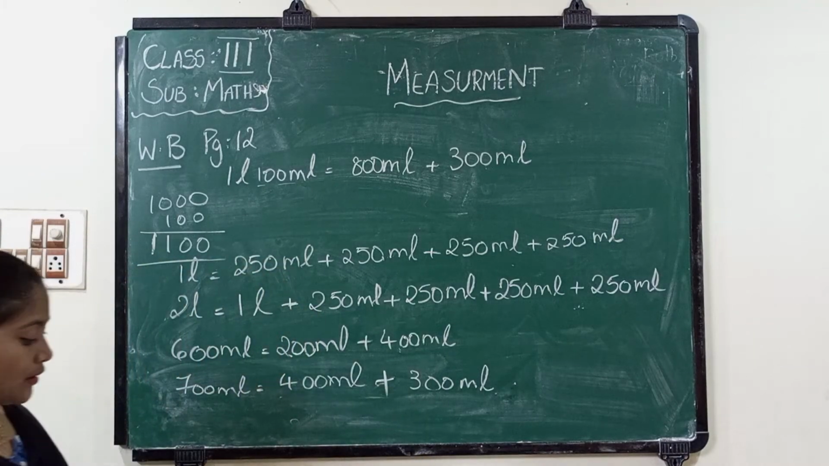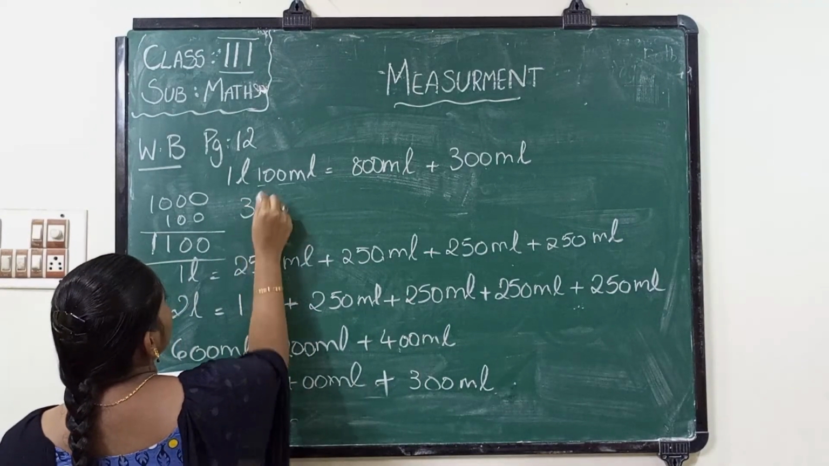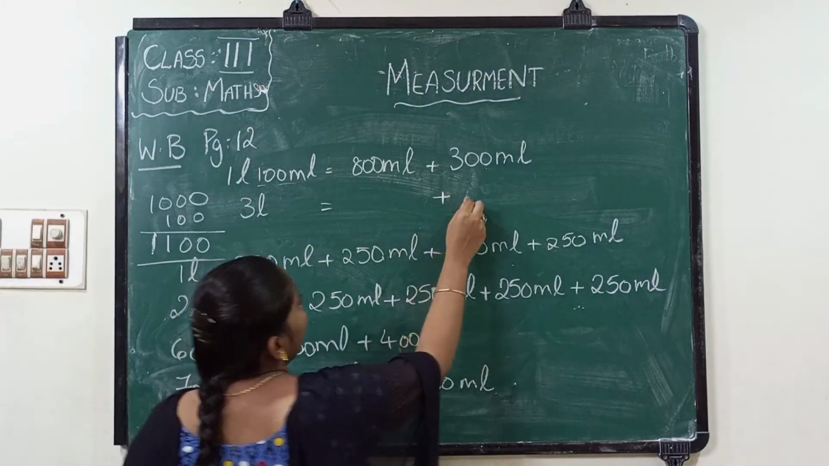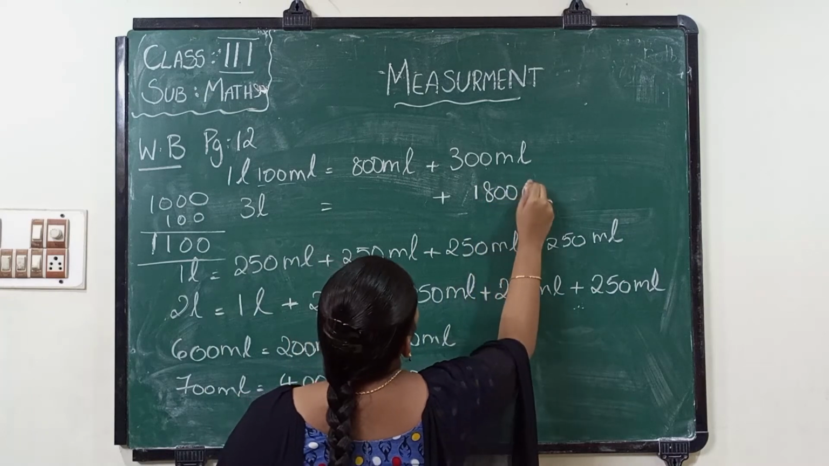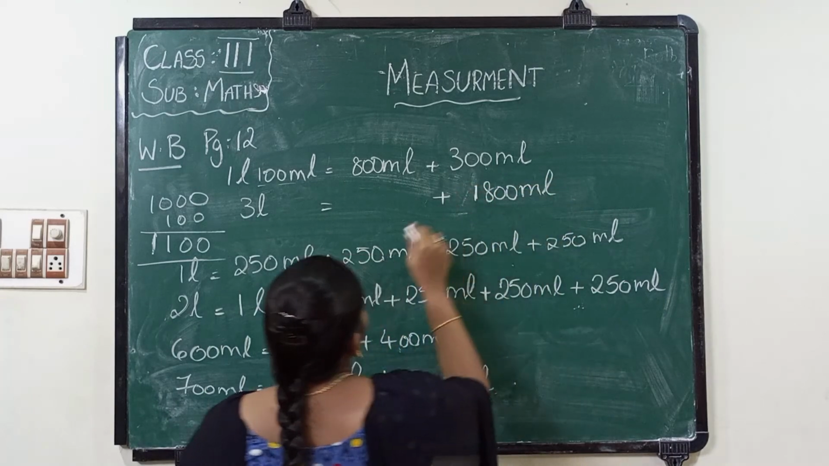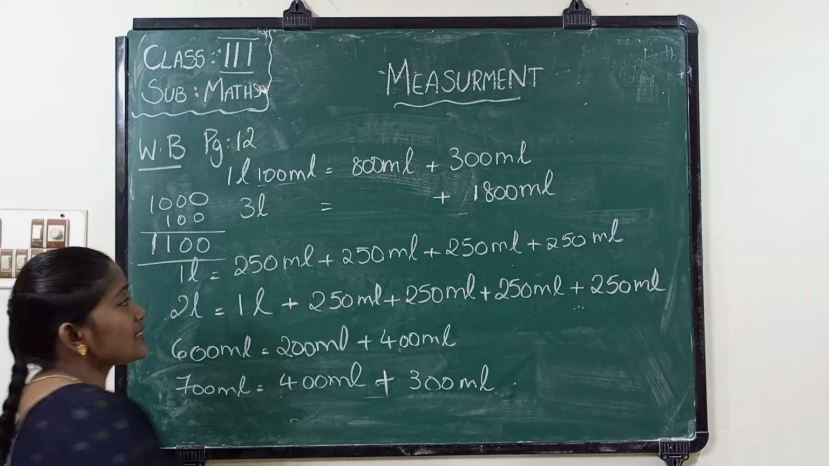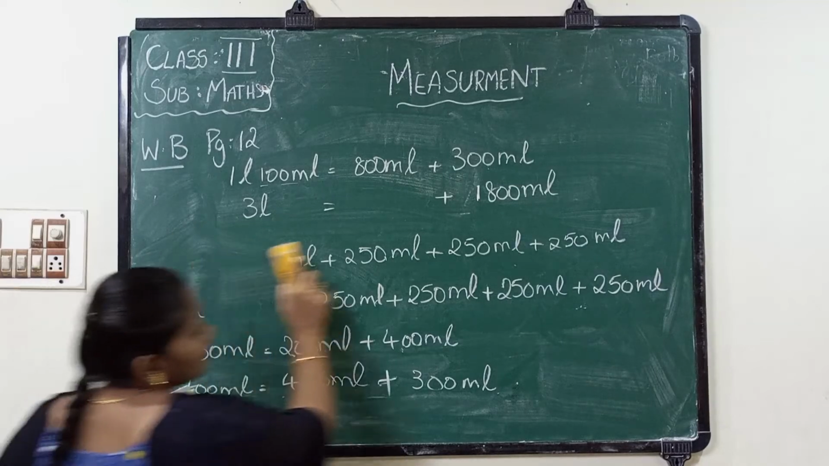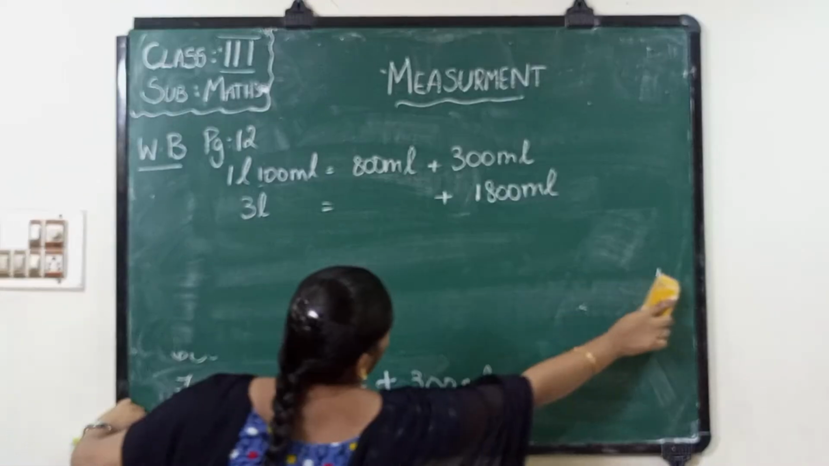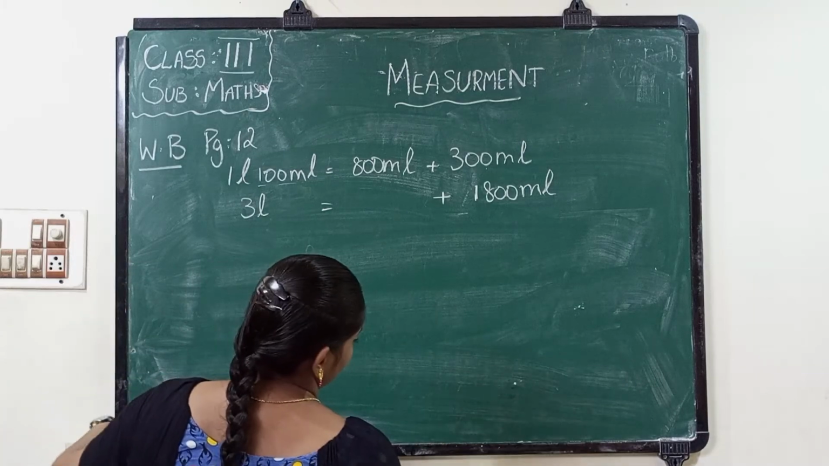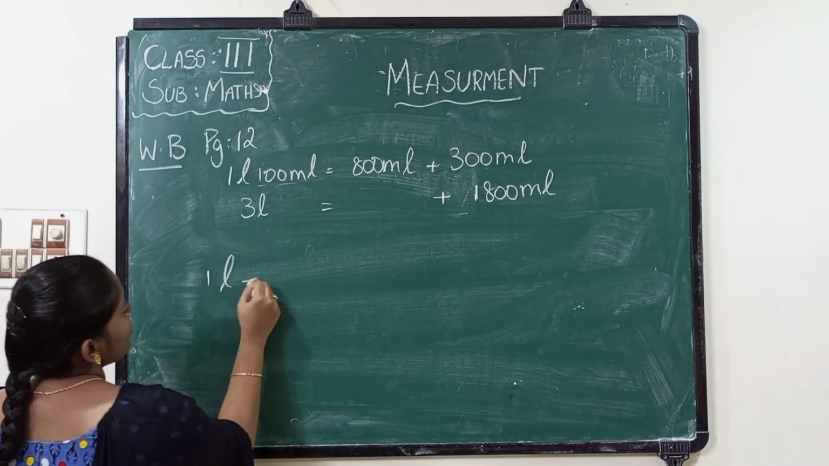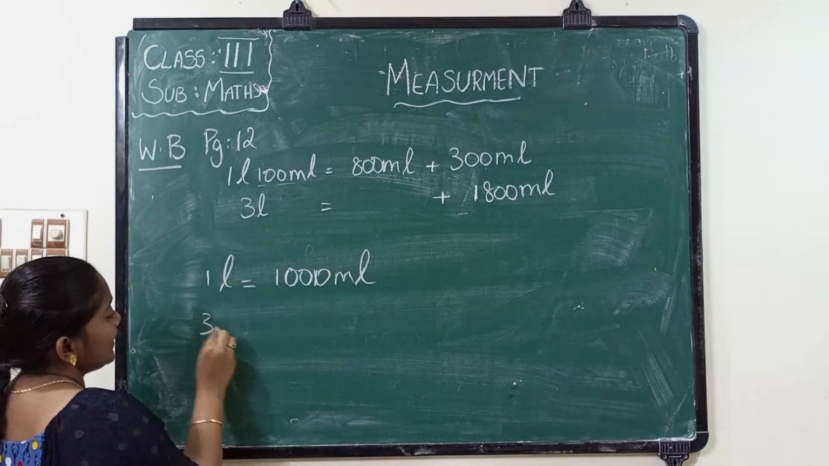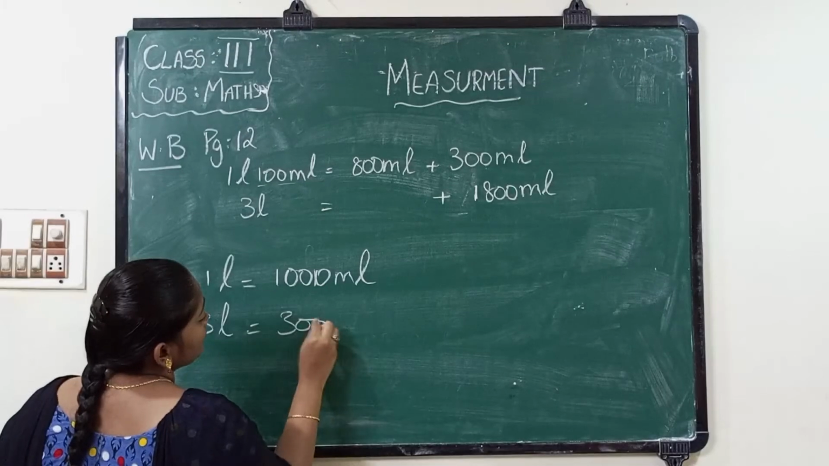Next one. 3 liters is equal to something plus 1800 ml. What do they give? 1800 ml. We already know that 1 liter means 1000 ml. Then what about 3 liters? 3 liters means 3000 ml.